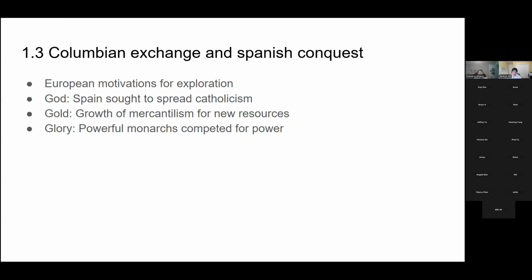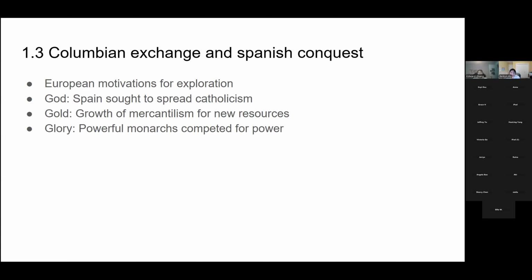And then gold is also because of the growth of mercantilism, right? This is a theme that you'll see constantly throughout the first few units of this course, and it is about their desire for new resources because they believe that wealth is just one big pie. And if you want a larger slice of that pie, then you need to take more from another group or another person's slice of pie.